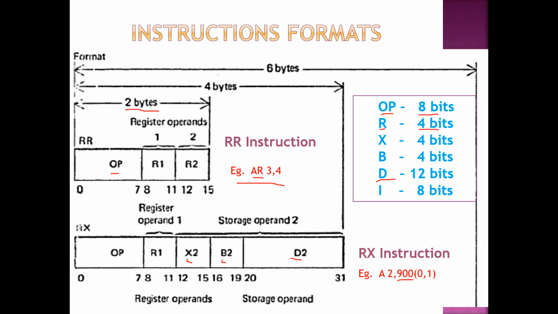So whenever there is no memory represented, automatically the size of the instruction will come down. Because very simple, only opcode has to be represented in 8 bits. Two registers I will be using, each for 4 bits. So 8 plus 4 plus 4 will be 16 bits. So that's your RR instruction.